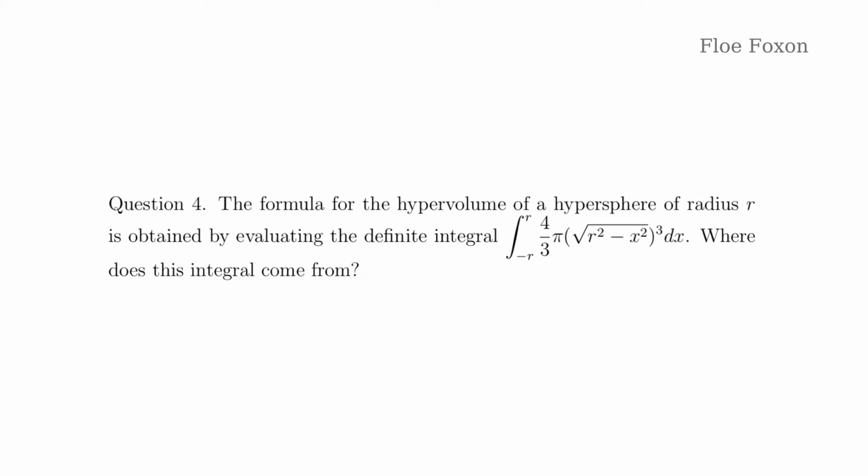The final mathematical question for Chapter 1 of Rucker is question 4. Which presents the formula for the hypervolume of a hypersphere of radius r as the integral from minus r to r of 4 over 3 times pi times the square root of r squared minus x squared to the 3rd power times dx. And we are asked where this integral comes from. The explanation I will present is not mathematically rigorous. I will skip over the formalism, but I hope it is intuitive.